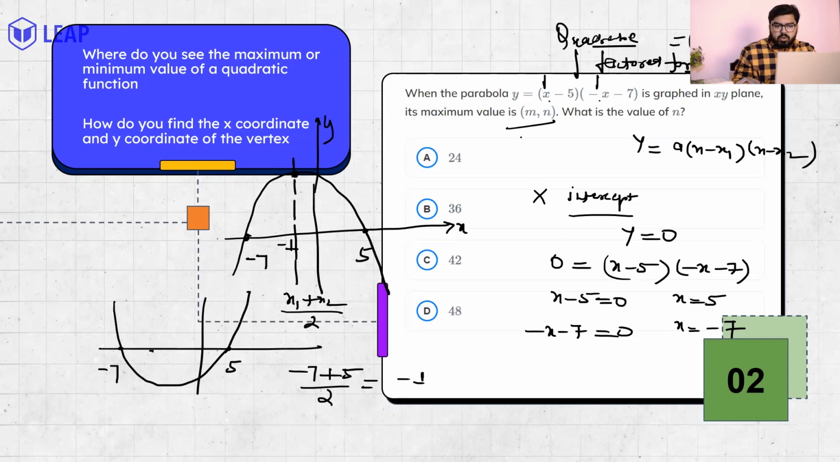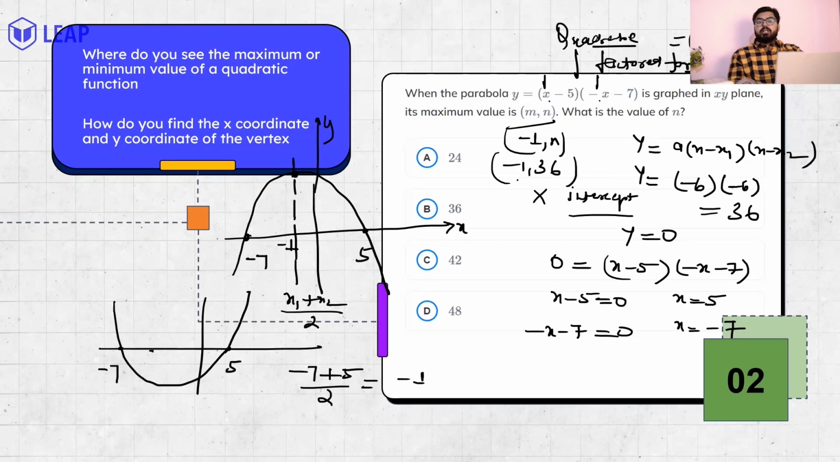Once you have the x-coordinate of the vertex as minus 1, you can simply substitute this value back into the equation. In this equation, you put this value of x and you get the y-coordinate, which is minus 1 minus 5, minus 6. Minus of minus 1 is plus 1, minus 7 is minus 6. So that's going to be 36.